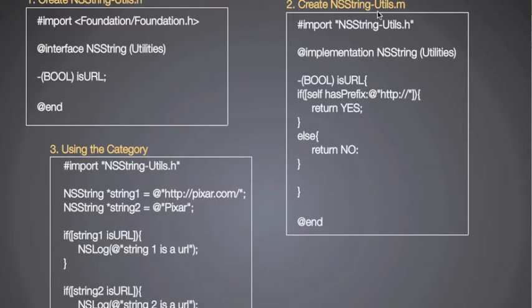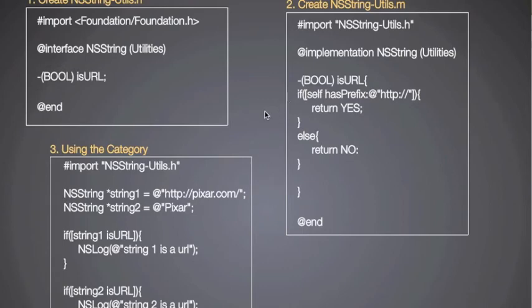Step two is we would create the corresponding .m file or implementation. So once again, in the implementation, we mention the class that we're adding the category to, and then also the name that we want to give this category once again, which matches what we said over here. We then flesh out the method that we had specified over here.